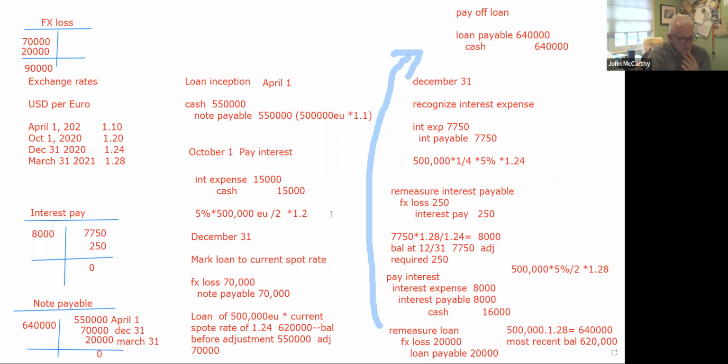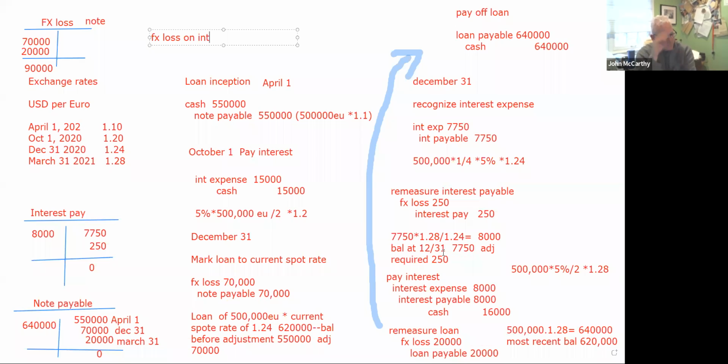I didn't have the 250. I did not put the FX loss in there on the interest payable, but that's the FX loss on the note. I'll do that, and we can do FX loss interest, and it's going to be 250. I think you can see that. Okay. So that is how I would do it.